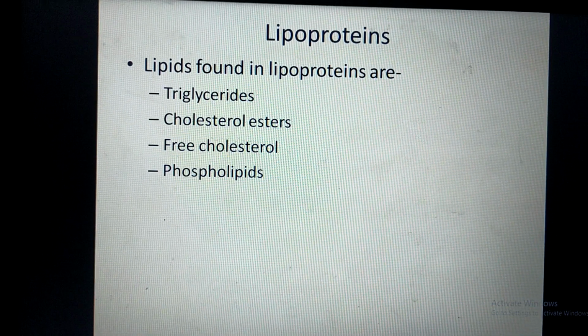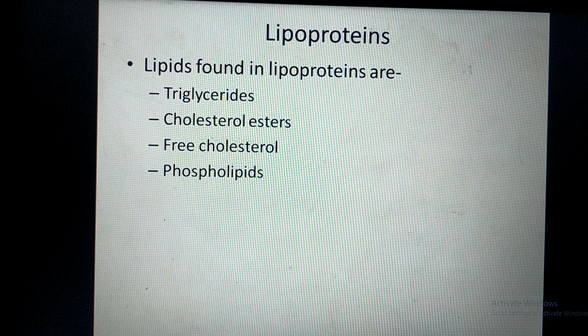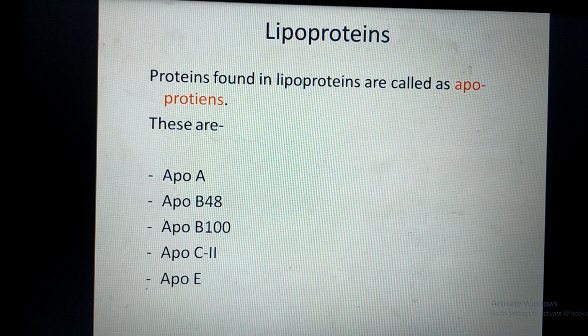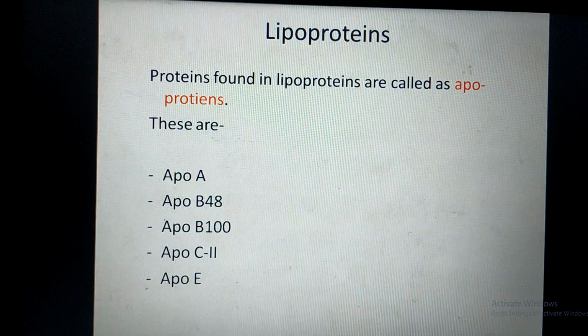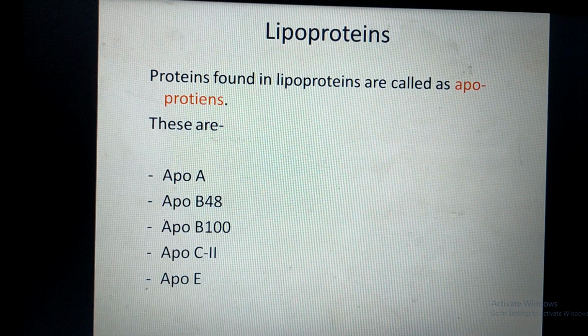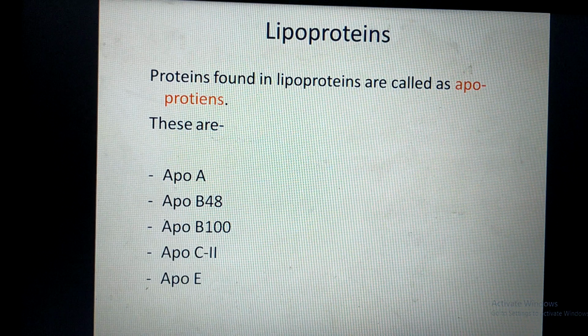The lipids found in the lipoproteins are triglycerides, cholesterol esters, free cholesterol and phospholipids. The proteins found in the lipoproteins are called apoproteins, and these are ApoA, ApoB48, ApoB100, ApoC and ApoE. These are the different proteins that form the covering of lipoproteins.